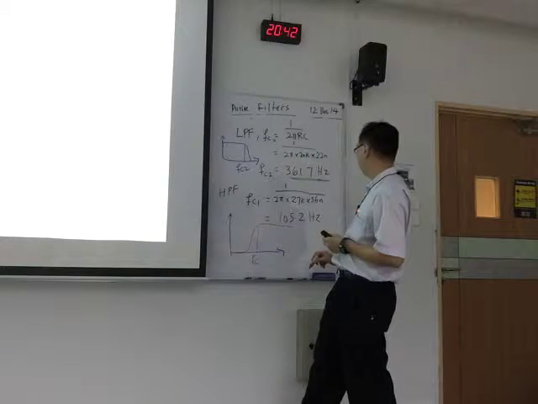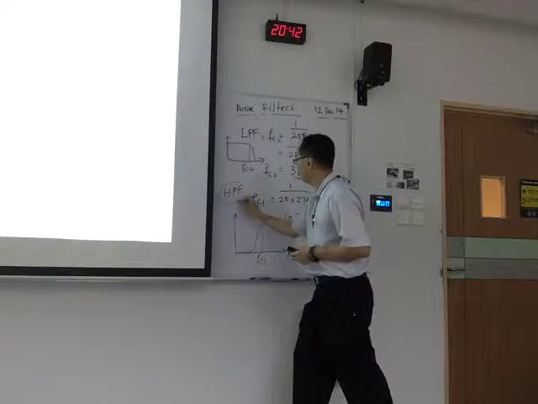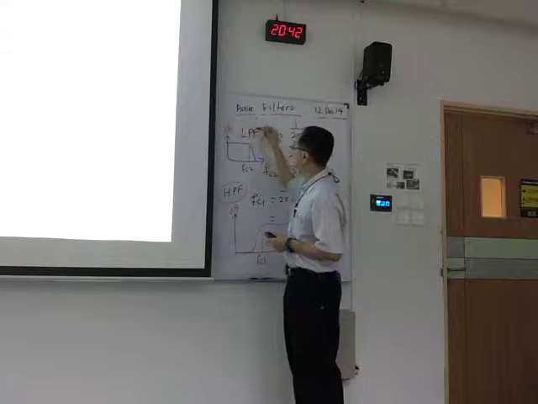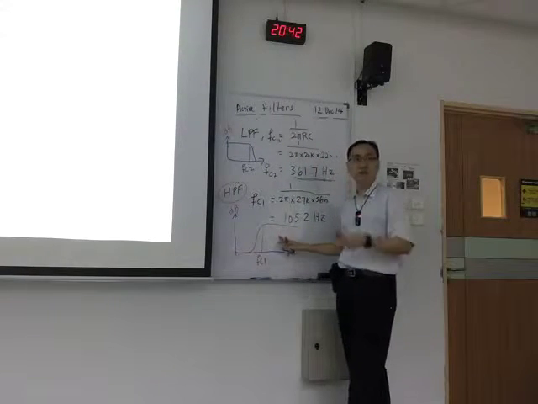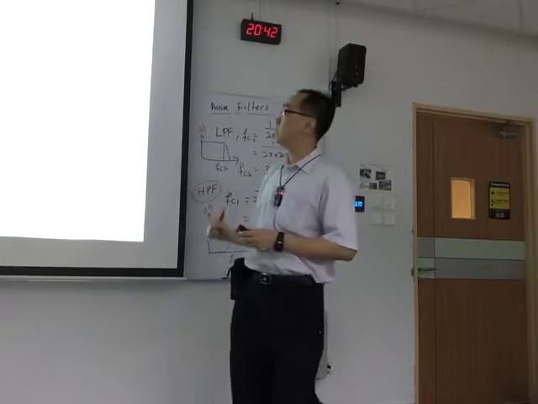Okay, so you can sketch. This is the FC1. So this is for the high pass. This one is for the low pass. It's actually in your notes, the same one. Low pass, high pass. Sketch, done already.